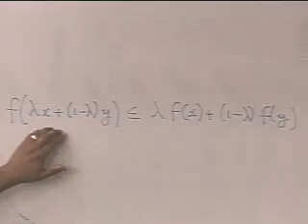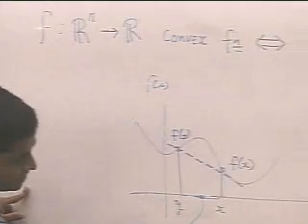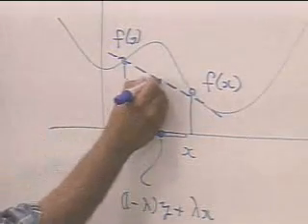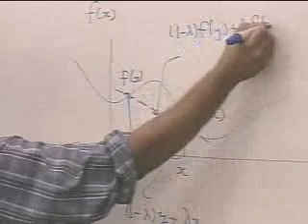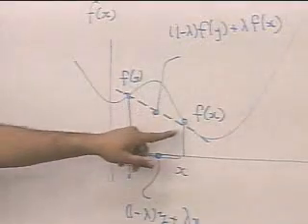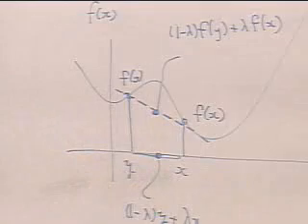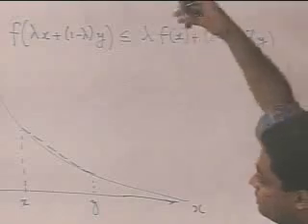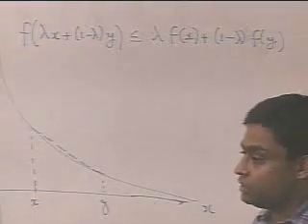This is the function value at some point in the line segment joining x and y, somewhere here. So this point here could be 1 minus lambda times y plus lambda times x. This point here is 1 minus lambda times f of y plus lambda times f of x. That is a point that's on the line segment joining f of x to f of y. This is a point that lies in the line segment joining x to y. And what this statement says is that if you evaluate the function value at some point in that line segment, it must be less than or equal to the value predicted by the straight line joining f of x and f of y. That is the definition of what a convex function is.